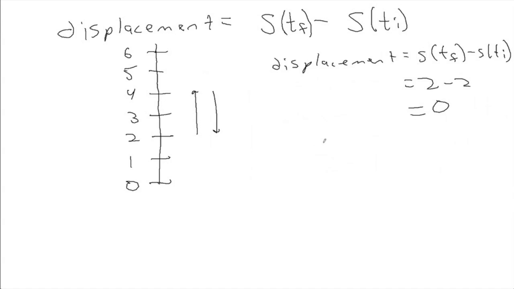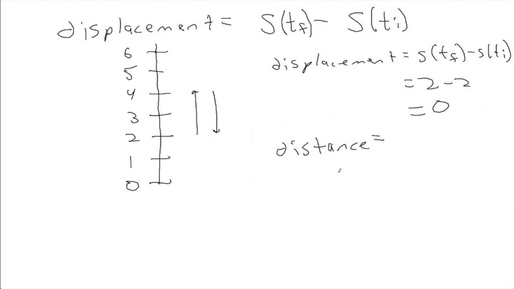So notice, is it possible for displacement to be negative? It is. We got a negative answer before, right? But distance is always positive. You might have noticed that you never see any negative numbers on your odometer in your car. Distance is always positive. So what's the distance that this object traveled?